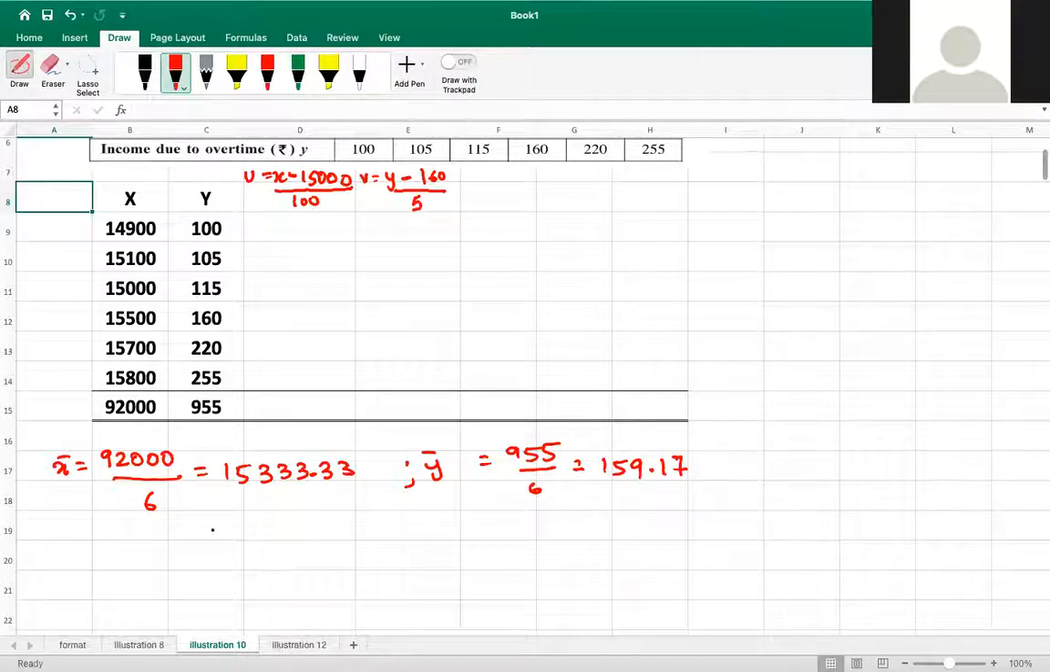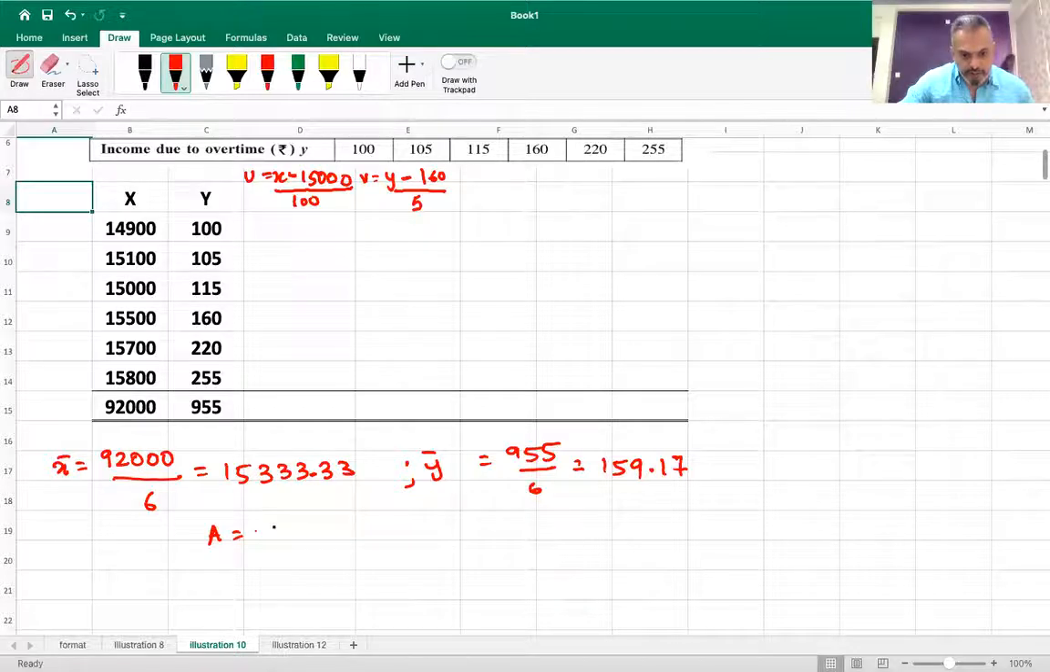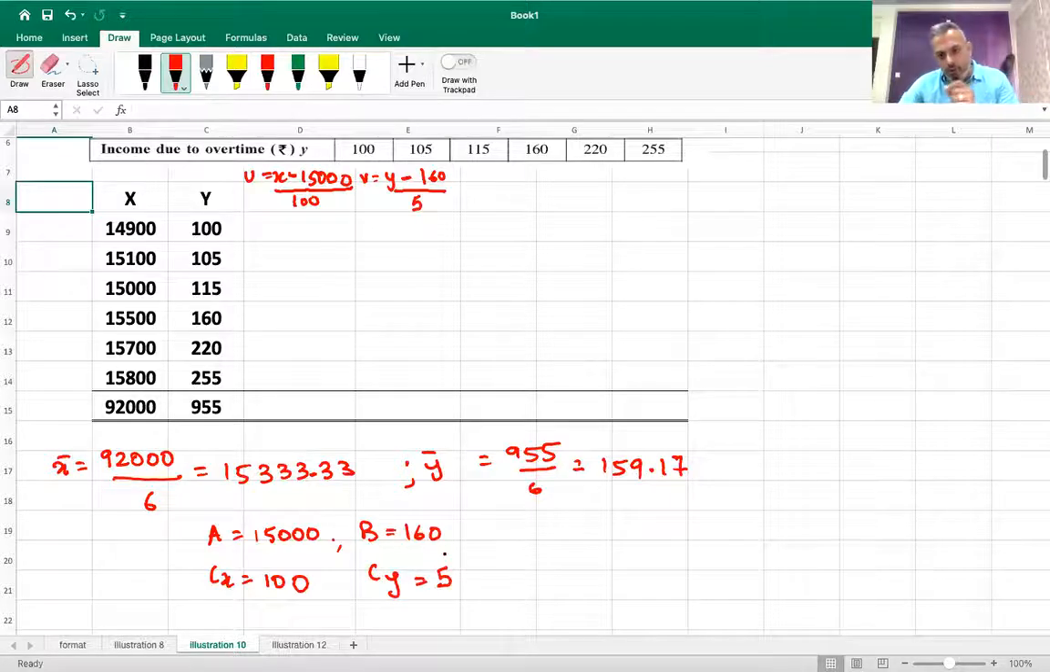Okay, so I'll just write over here, A is equal to 15,000, B is equal to 160, C of X is equal to 100, and C of Y is equal to 5. Now, you would say, sir, why are we writing this? As such, after this is done, we don't need C of X, C of Y in the formula. But you write this because it will be useful in the next chapter, that is regression. There we have a formula where we have to use C of X and C of Y.